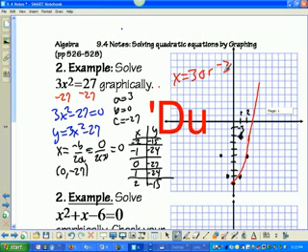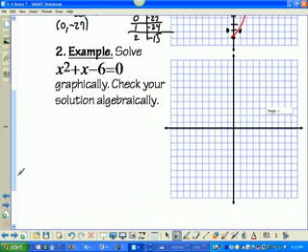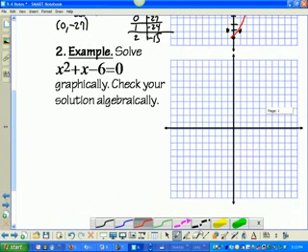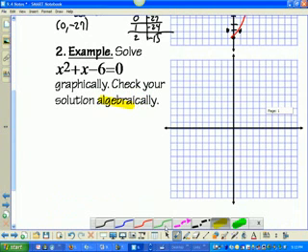I don't know why that showed up, but I'm not going to get rid of it because that's what we have to do. Now, let's take a look at the next one. I want to solve this one graphically, and I want to check my answers algebraically when I'm done. So I'm going to set up the same way, whether I'm going to use technology or do it by hand.